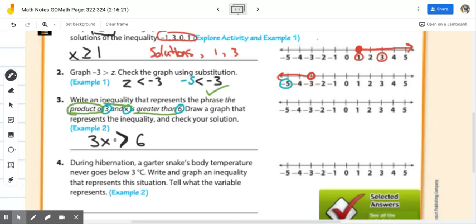Now, how do I graph this? Well, this is what I like to do. I like to solve my inequality problems here. Get the variable by itself. It makes it a lot easier for me to graph, to isolate the variable.